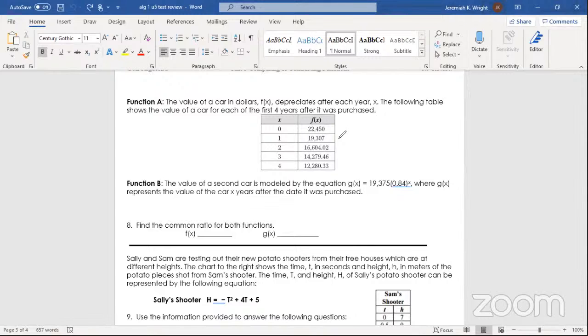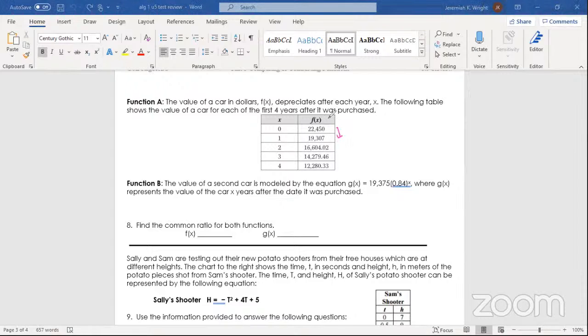So I'm going to start down here, 12280.33, and divide by 14279.46. And I get 0.8599999. It retained about 85% of its value, 86% of its value. So actually, I think I'm going to divide downwards.